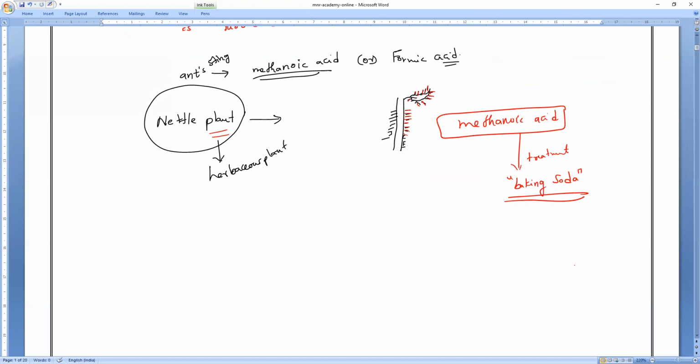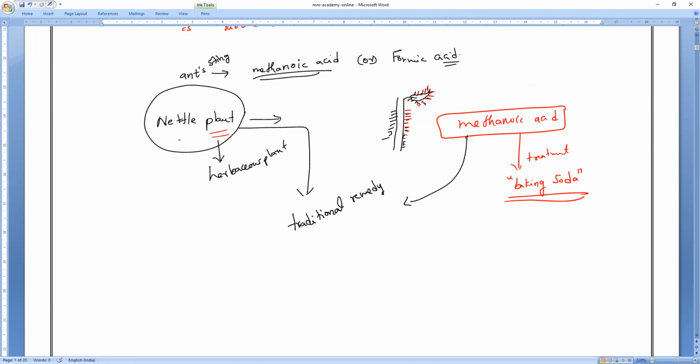Sir, what is a traditional remedy? Suppose you are in a deep forest and you don't have baking soda. Then what else, sir? How to get relief from this? Nature always has remedies for all the problems. So the traditional method for the nettle plant to get relief. How is it possible? Really, it will be surprising for you people.